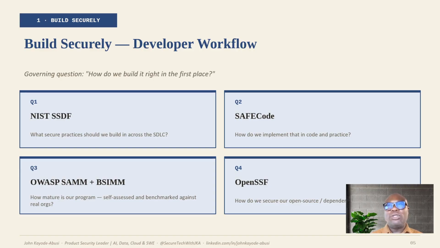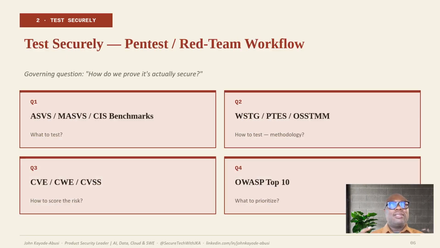Get to these first standards. Then test securely. How do I do my penetration testing, my red teaming? This first standard can help you. Okay, yes, it can help you. I've explained this. I've talked about how to score the risk. CVSS, we combine with CVE and CWE, to help you understand and score your risk in such a way that you'll be able to prioritize.